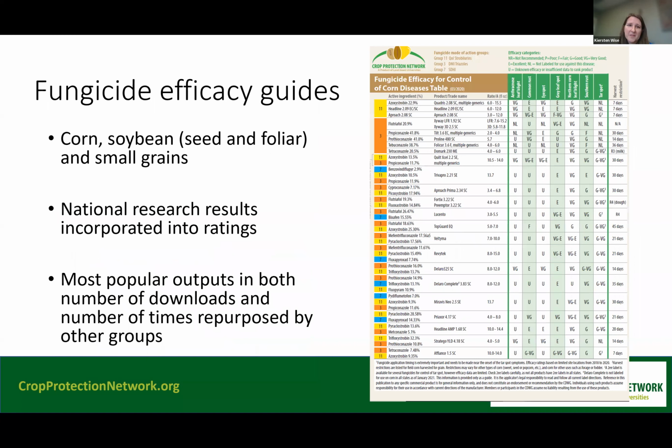Now, our most popular offering on the publication side is going to be the fungicide efficacy guides. We update these annually, and we have them for corn, soybean, and small grains, mostly wheat. There's a lot of research that goes into these ratings, and these are all extension specialists' research results put into how they think these fungicides perform against specific diseases. These are our most downloaded, our most repurposed outputs in terms of numbers, and they're very, very effective for our stakeholder groups.